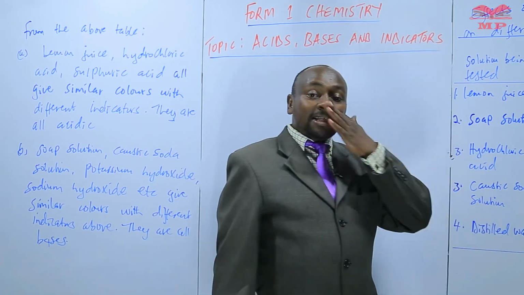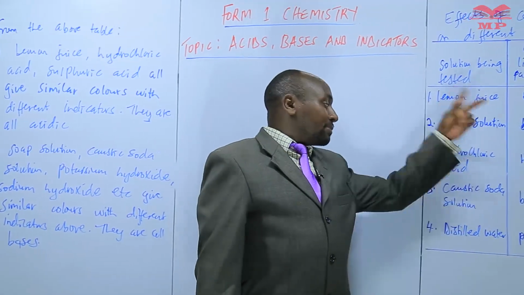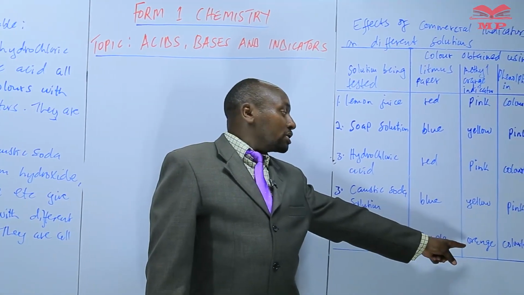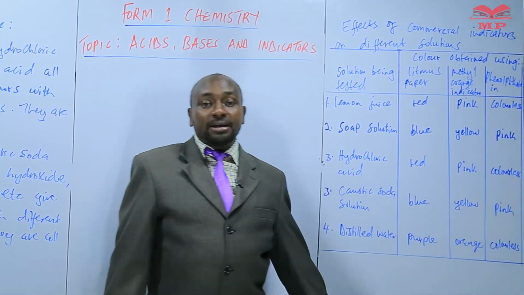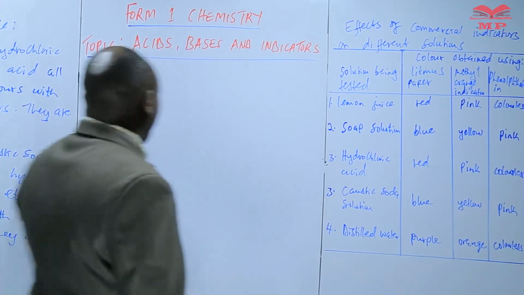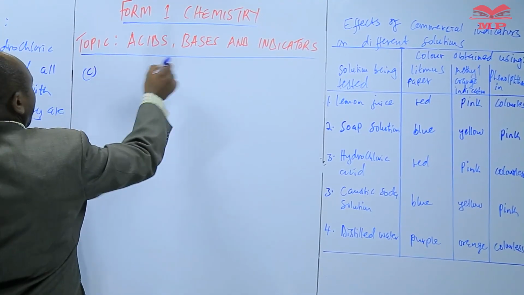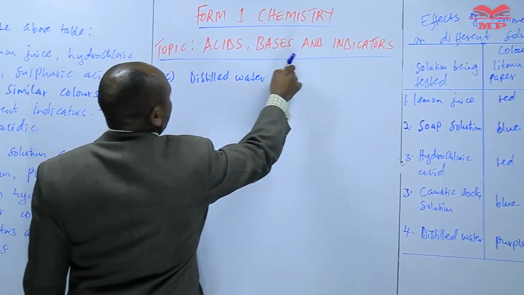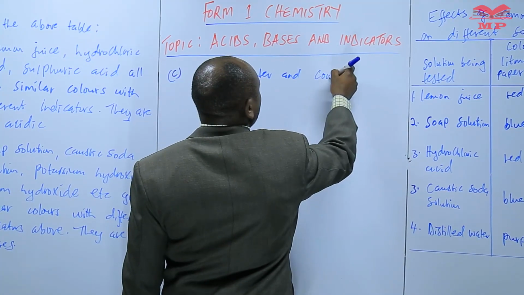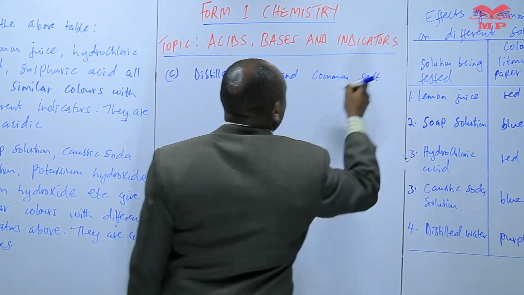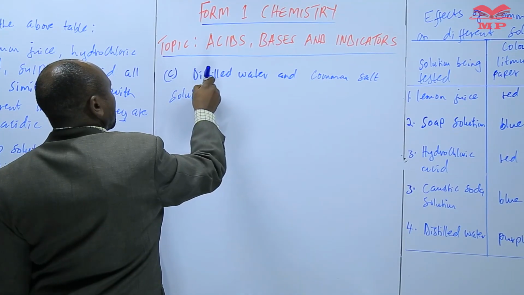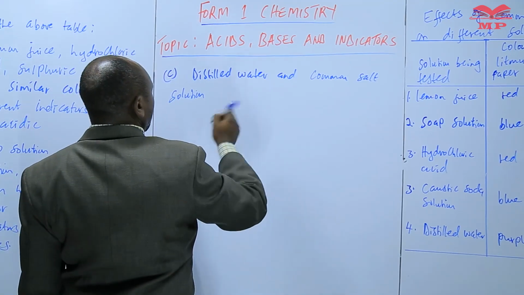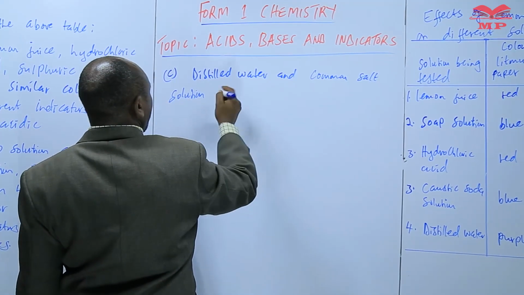So here distilled water, we are saying that it is neutral because the litmus remains purple. It doesn't turn red or blue. The methyl orange remains orange. Phenolphthalein remains colorless. So that is an indication that they are neutral. So you can say that distilled water and common salt solution, even sugar solution can also be used there.